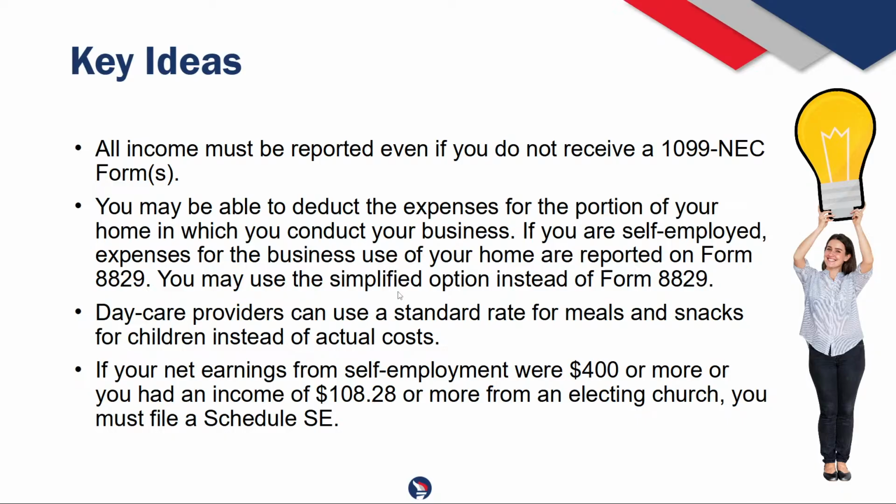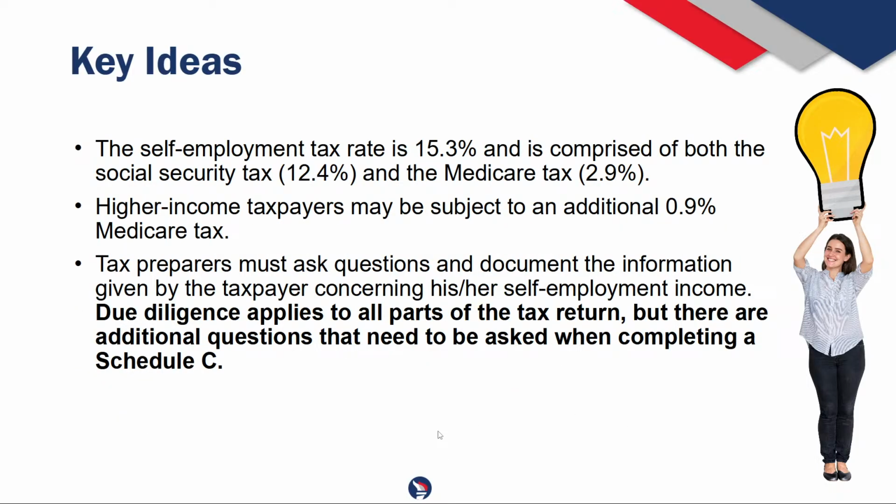If your net earnings from self-employment were $400 or more and you had income of $108.28 or more from a church, you must file a Schedule SE. The self-employment tax rate is 15.3%. That's 12.4% for Social Security, 2.9% for Medicare. Higher income taxpayers may be subject to an additional 0.9% of Medicare tax. We're not worried about it in our office.